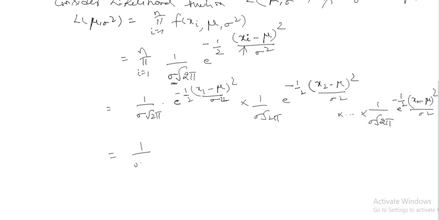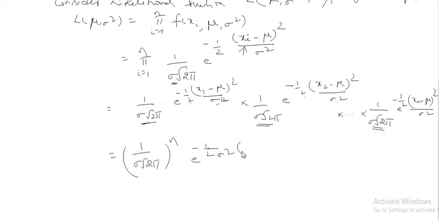Here 1 by sigma root 2 pi, how many times are you multiplying this one? The same value, n times. Then what about here? E to the power of minus 1 by 2 (x1 minus mu)^2 by sigma square minus 1 by 2 (x2 minus mu)^2 by sigma square, all are adding. So first you look at what the constant terms are, and you just take them outside. The common term is 1 by 2 sigma square. So remaining all are summations.